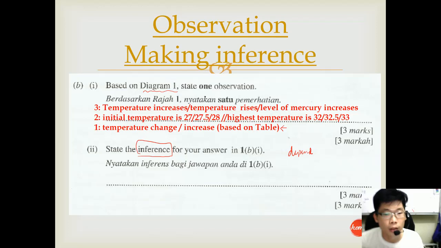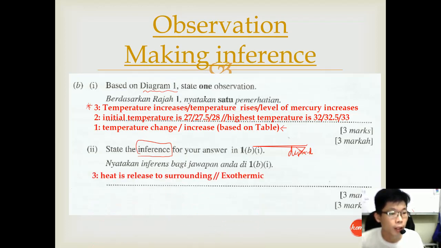Okay, so in chemistry, please do not use the word depends. So the inference is to explain the observation, why the temperature actually increases. The explanation or the inference here will be that the heat is released to the surrounding, or it is an exothermic reaction. So the student can get score 3.